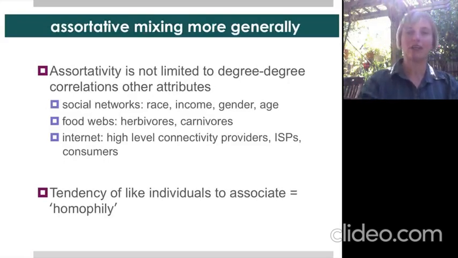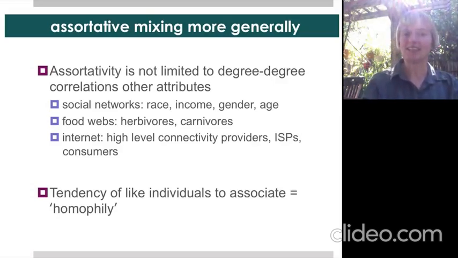I mentioned that you can talk about assortative mixing more generally. So if you were talking about social ties, you may be looking at race and income and gender and age. You can look at food webs, herbivores and carnivores. I'm assuming in the food web, it might be a bit disassortative there.